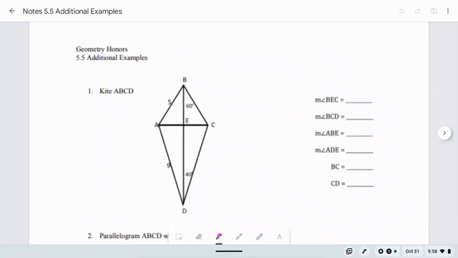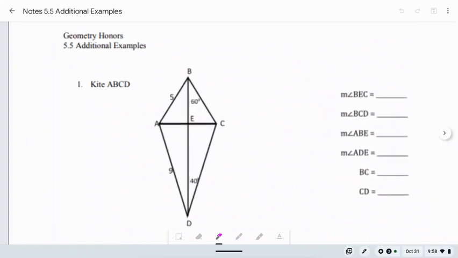In this video, we are going to be applying the different properties that we just learned on the quadrilateral flowchart to some actual examples. So I would have your flowchart out in front of you so that you can use it to help you find missing sides or angles in the different shapes. So the first example is a kite.